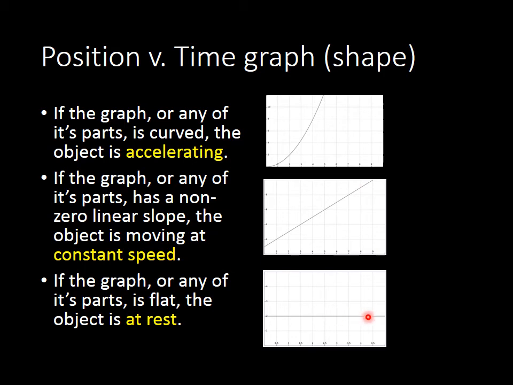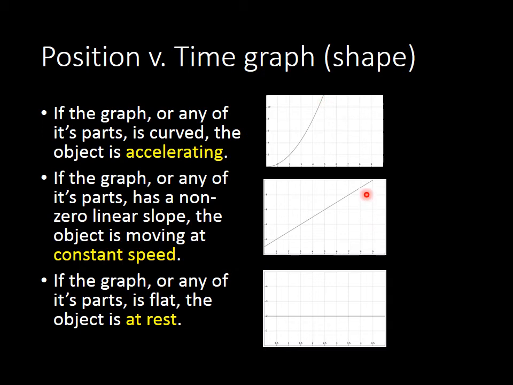So when we see this curved line, that's an indicator to us that the object that we're looking at, the object that's been measured, is accelerating, that it's changing speed. In this case, it's changing speed very quickly. We can see that it's accelerating in the positive direction very quickly.